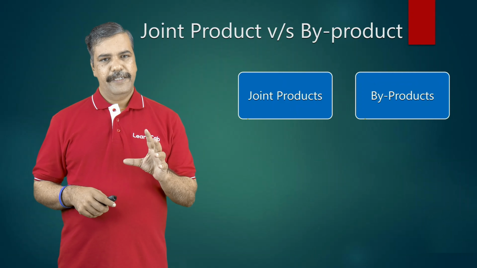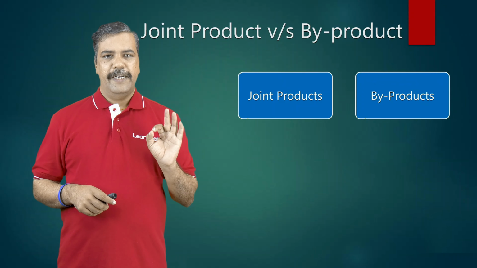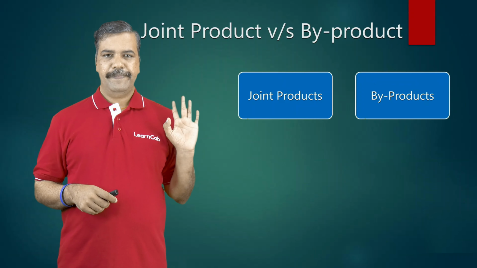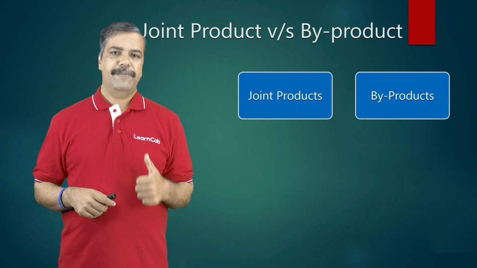The main product is the objective for which the company exists to manufacture. Let us say a company has an objective of manufacturing only product A. That means if you manufacture product A, then it is a main product.